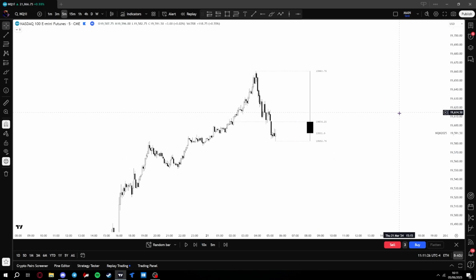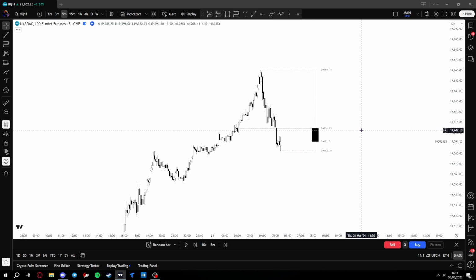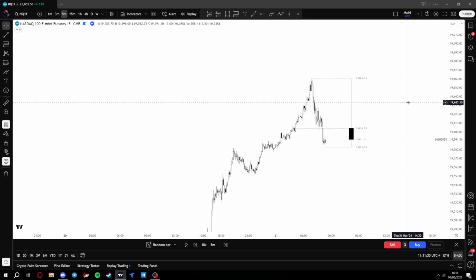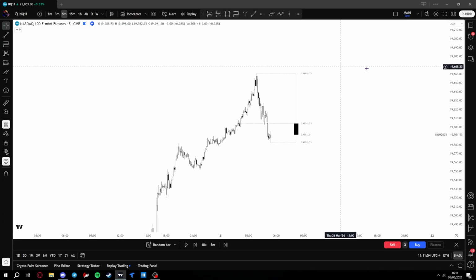Okay, today I'm talking about the ICT Silver Bullet strategy. This was one of the easiest models I found when I was learning, trying to become profitable. This is by far the simplest strategy I've ever seen. And all you need is 2 times a day and the 5 minute on whatever.